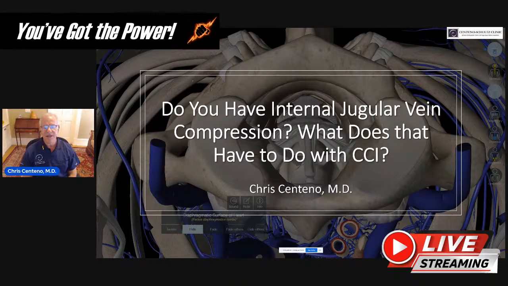So I'm going to get into this. This will probably be about a 20-minute presentation, which is a little bit longer for me, but I think this is such an important topic to explore in depth and I want to make sure that people understand what's going on here. So again, the title: do you have internal jugular vein compression, and what does that have to do with craniocervical instability, or CCI?